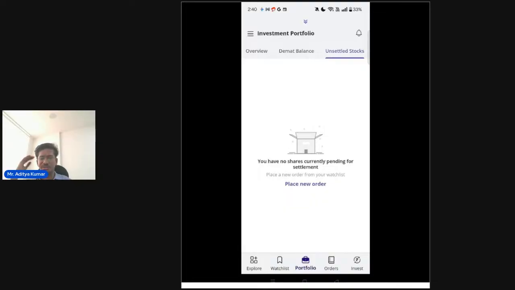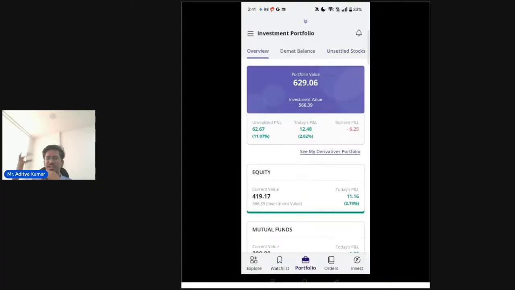In India, for example, stock trades settle in T plus 1 days, the next trading day. So these stocks are still in process and will be transferred after the trading day opens. I don't have any orders like this, so it is empty. So basically, this portfolio section acts as a financial report card, showing you both the bigger picture of your portfolio and the details of how your money is currently working in the market.